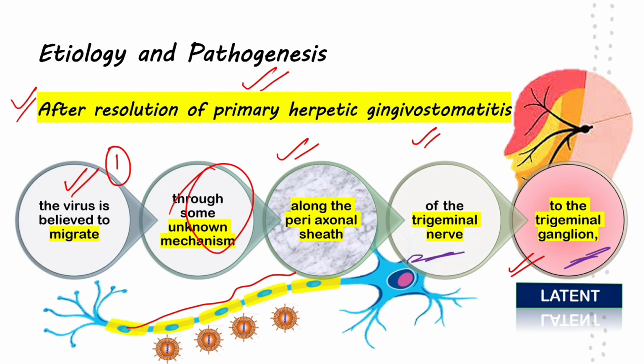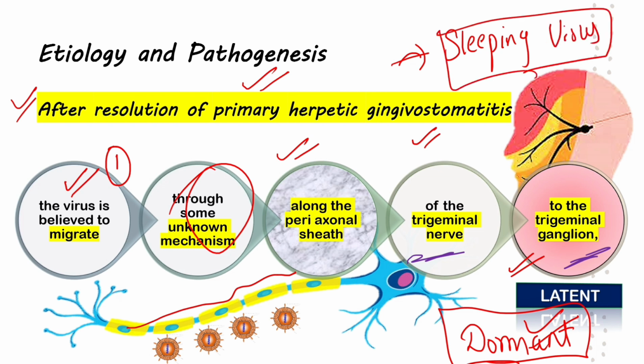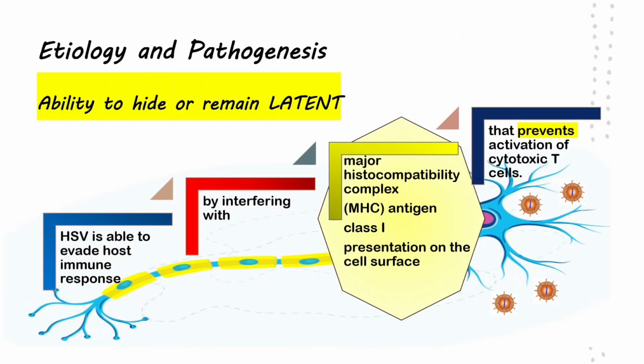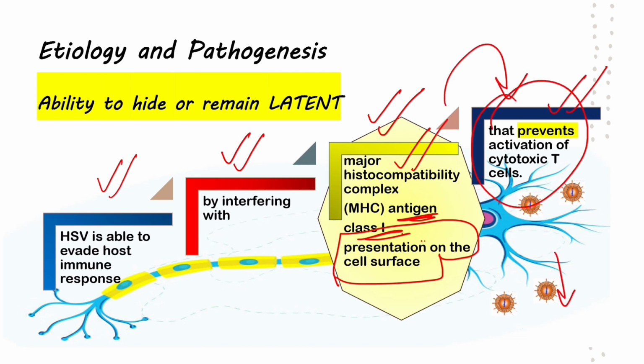In the trigeminal ganglion, the virus can enter a latent stage or a sequestered state. During latency, the virus remains dormant. That means it will not produce any kind of infection in the host, and no infectious virus particles are produced. Earlier we talked about some genes. Out of those genes, only early genes are expressed, while the late genes are not activated. Herpes simplex virus can evade the host immune response by interfering with the presentation of major histocompatibility complex, MHC, antigen class 1 on the cell surface. Due to this interference, activation of cytotoxic T cells is prevented, which further depresses the immune response.